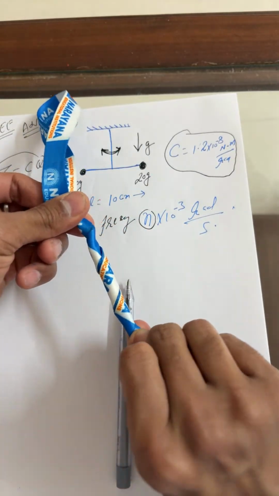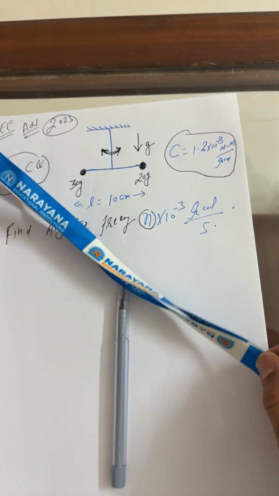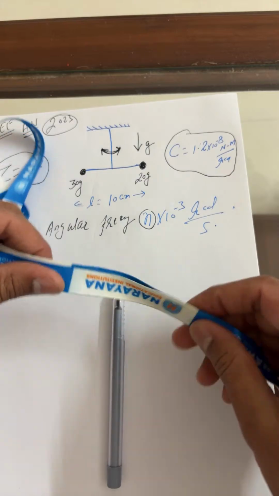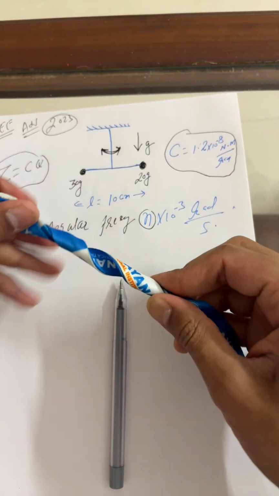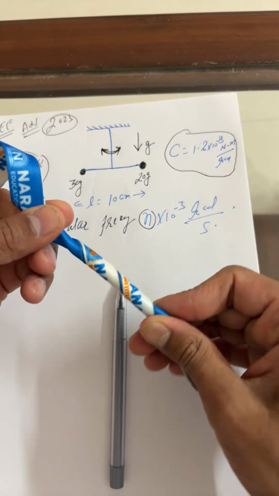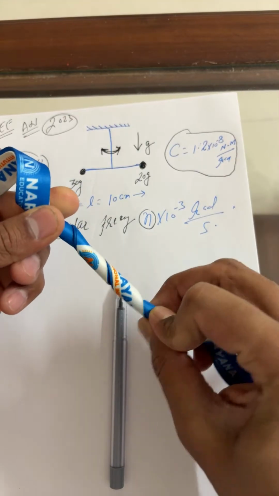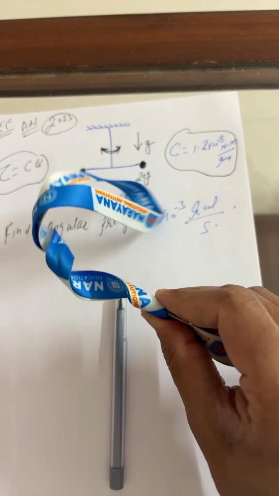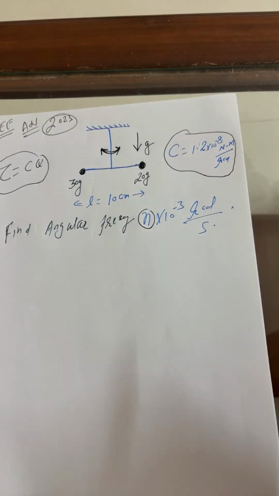Now if you just leave it, the particle comes back to its initial condition. So how much tendency does this thread have to twist back? That is nothing but the torsional constant. Okay, come to the point.